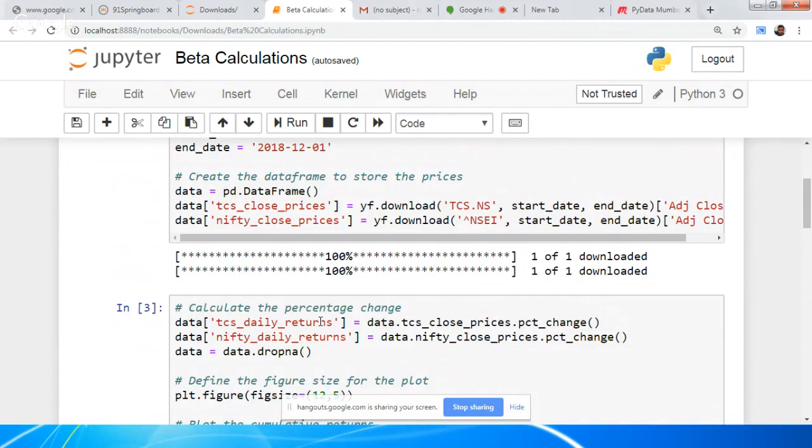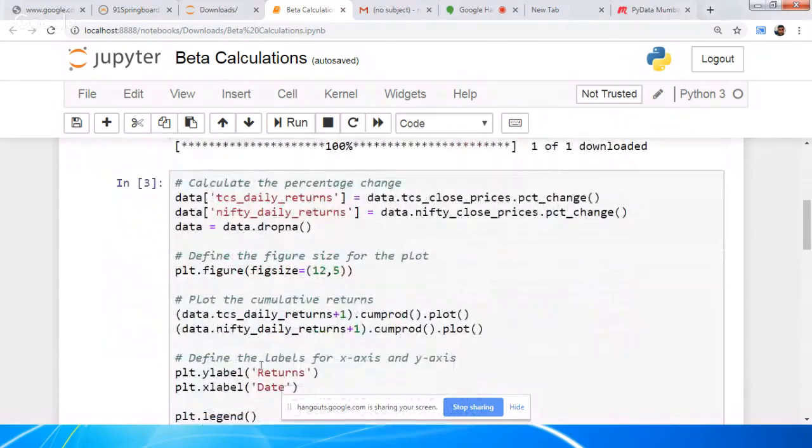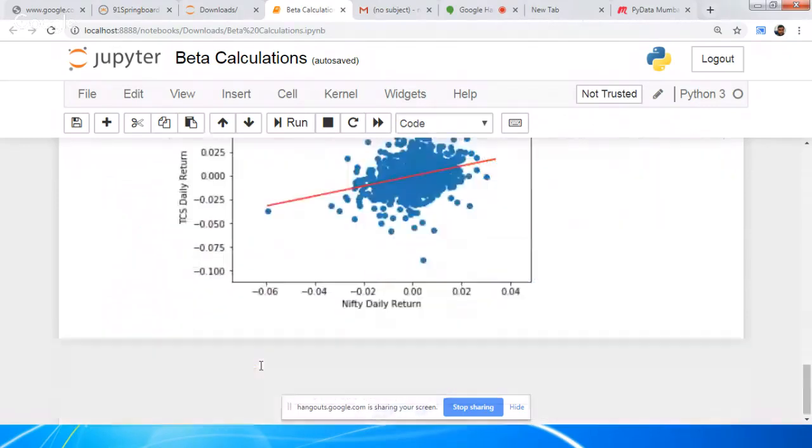So we are taking the percentage change. In the example which I just told you, the return of TCS will be 5%. At the same time, the return of Nifty will be 1%. And this 1% and 5% I will plot on a scatter plot, and the line which best fits this. Okay. Any other questions?